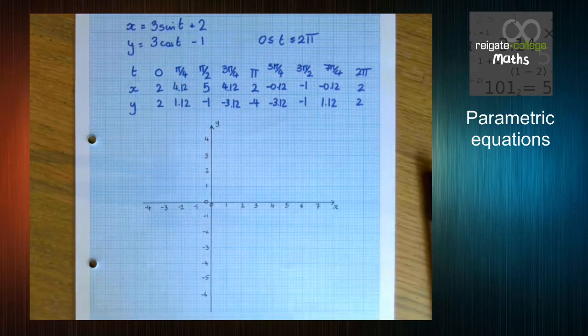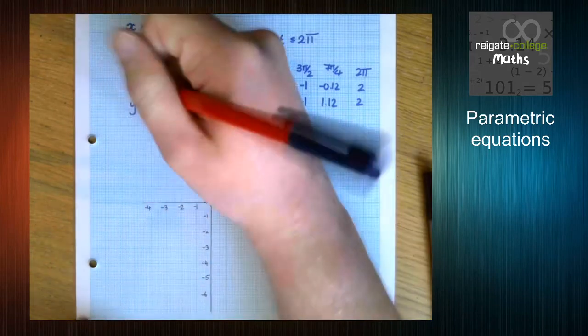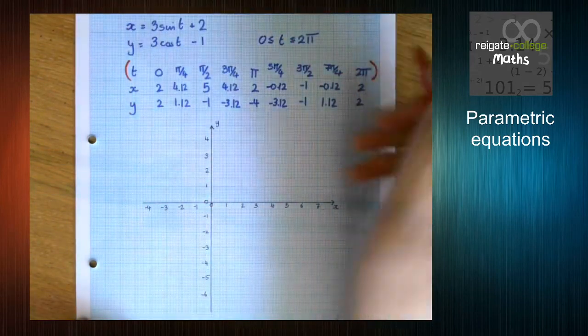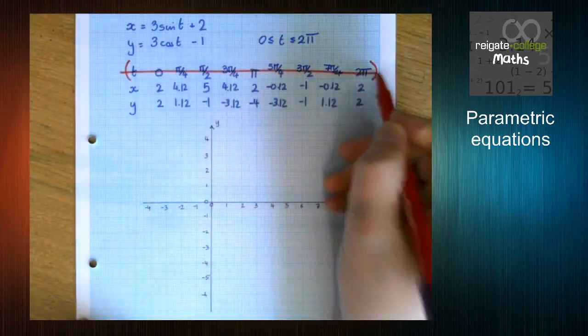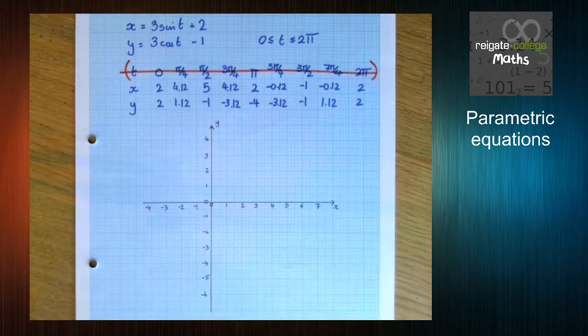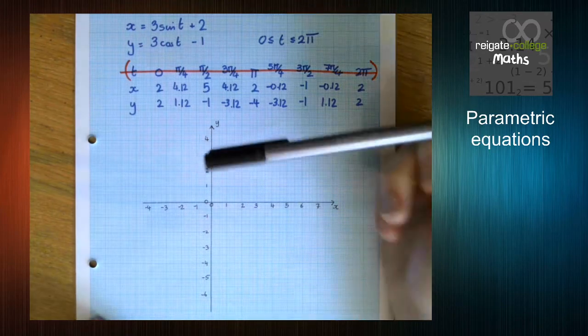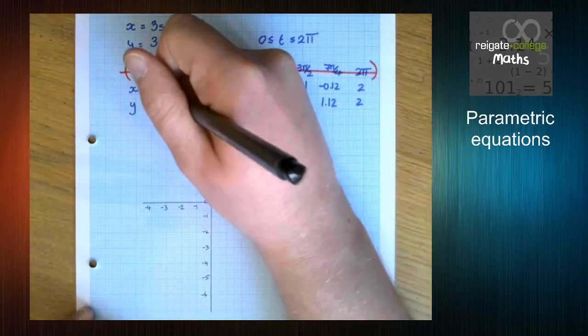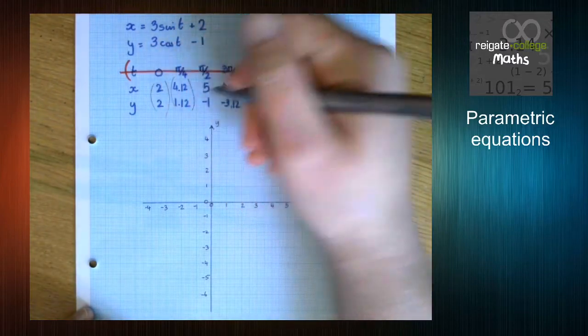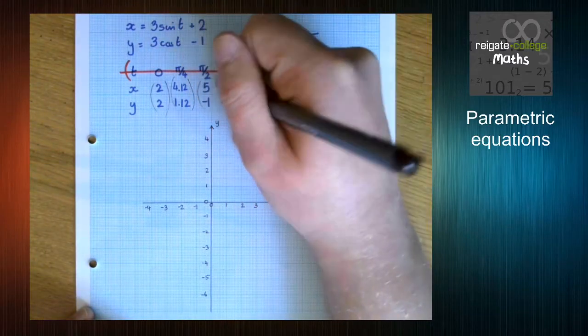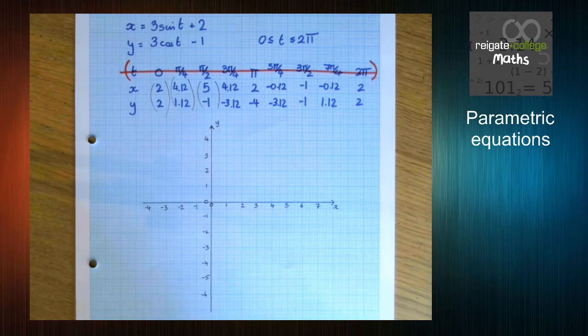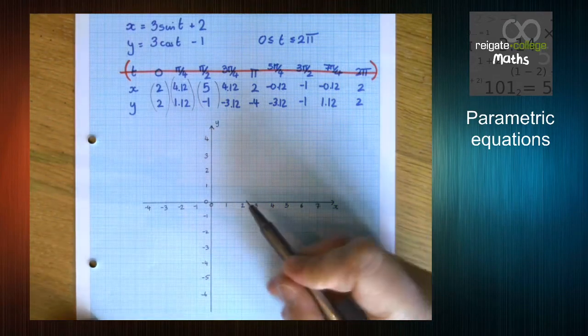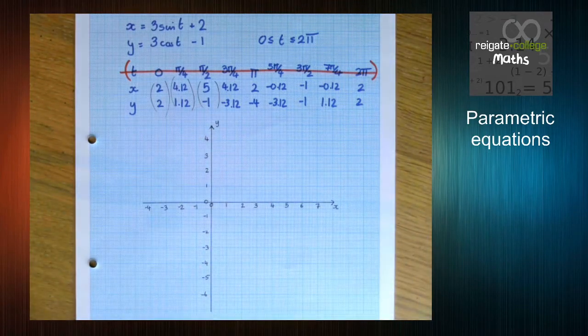Now we've worked out all the x and y coordinates, we no longer need to worry about the t values. And this is something that confuses some students when plotting the graph. These are the coordinates. So we've got coordinates 2, 2, 4.12 and 1.12, and so on. So what we're going to do, much like at GCSE, is plot those coordinates and then join them all up.